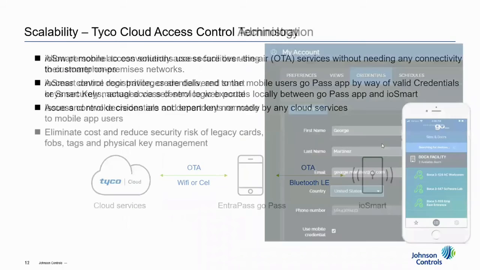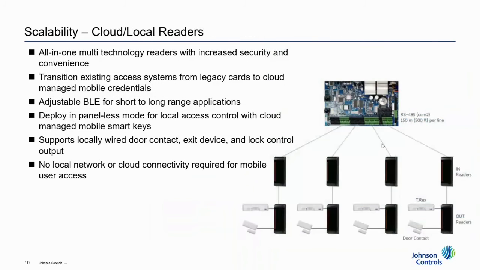So if we look at my earlier slide, this is how the IO Smart Reader looks like. You can see on the reader itself, we can either deploy it as an in reader or as an in-out reader, and we can still connect all the door devices directly to the reader. The reader itself has interfaces to connect your door contact, your door release button, and your locks.